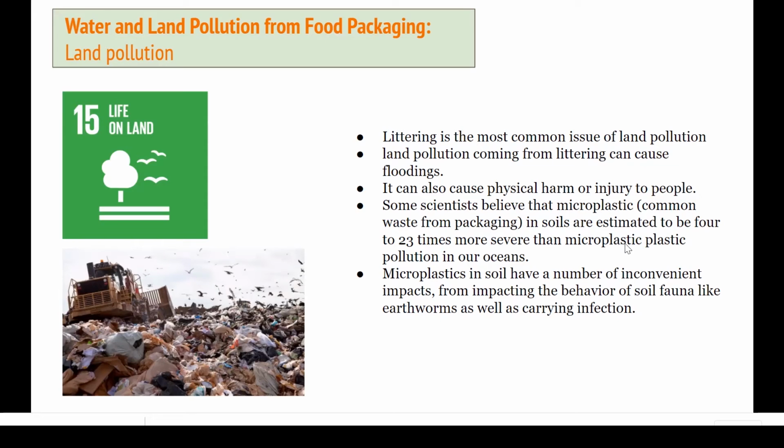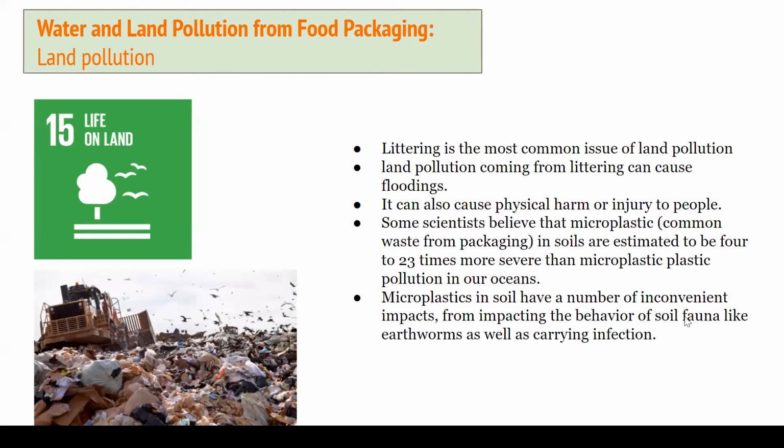And then microplastic is actually very dangerous and is estimated to be 4 to 20 times more severe than microplastic pollution in our ocean. Ocean pollution is also bad due to plastic, but life on land, aka land pollution caused by microplastic, is actually dangerous. Microplastic also causes inconvenient impacts on soil, vegetation, as well as wildlife, and it will also carry infection if it's not treated properly, if it's not resolved soon.